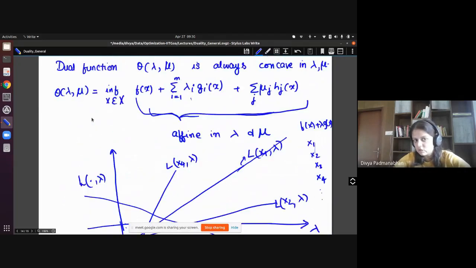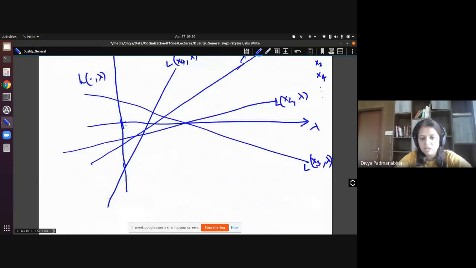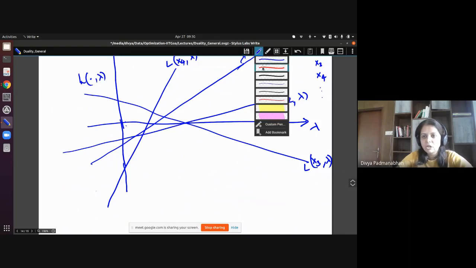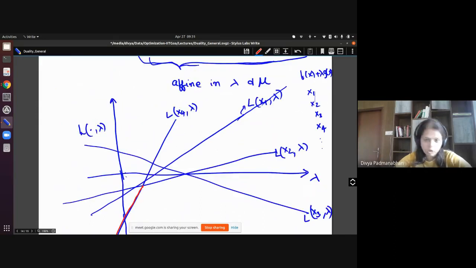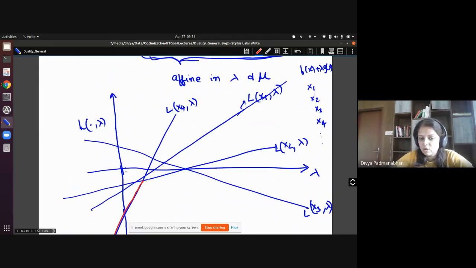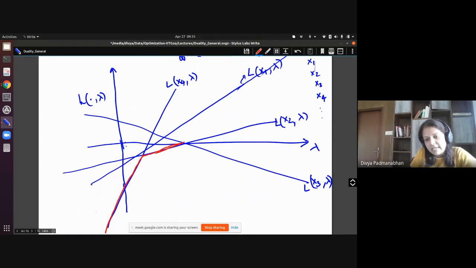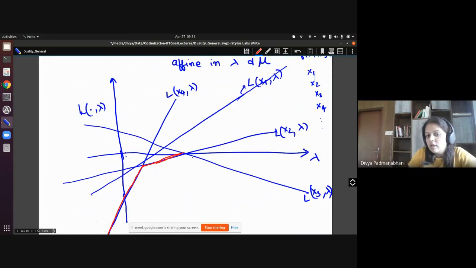The function is also a function of lambda. So theta of lambda is actually the inf of all these lines, the piecewise minimum of all these lines. So what that's going to be in this range: first, this line is the one which will give the minimum value. Till here, it's going to be this line, so it's going to correspond to x4. Now in this range, it's going to correspond to L of x2, so you'll get this line. Okay. And in this range now, this L of x3 lambda is going to give the minimum over all these Lagrangian lines. So here it's going to be something like this.